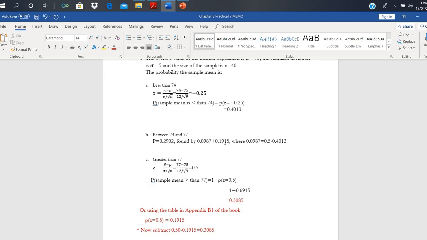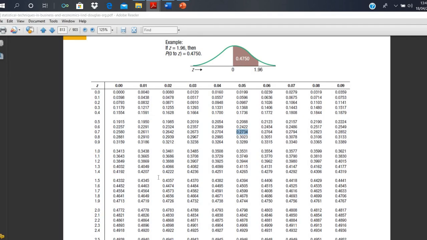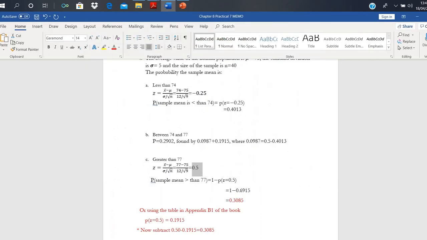Okay, so this 0.1915 is obtained using this table, the area under the curve. So the probability of z to be equal to 0.50 is here. So you will have 0.1915. So that is what you have here.